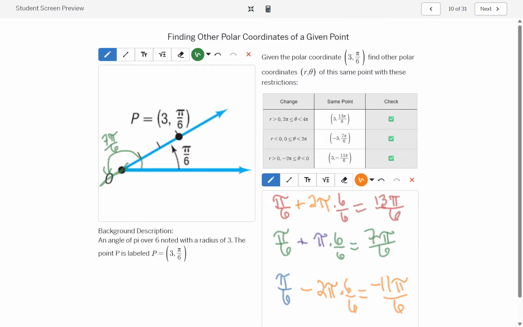So just remember that 7 pi over 6 is collinear with pi over 6. Those are two opposite directions, but they're on the same line because they're 180 degrees off from each other. So we rotate to 7 pi over 6 and then move backwards to the 3. So there's our negative 3 radius with 7 pi over 6.